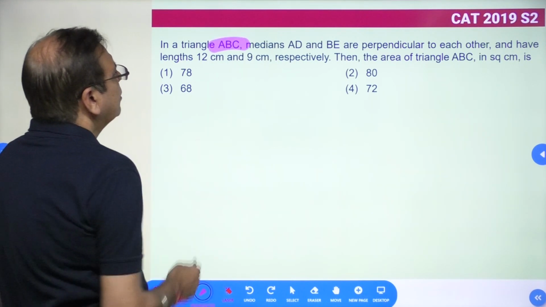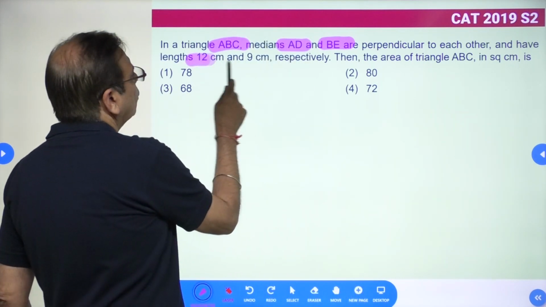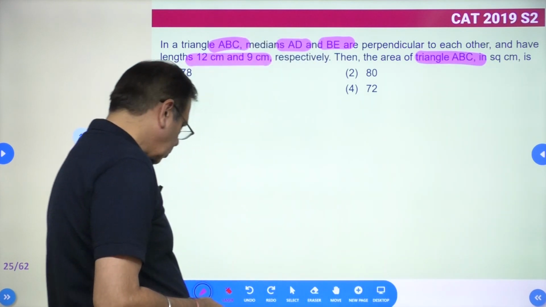In a triangle ABC, medians AD and BE are perpendicular to each other and have lengths of 12 and 9 centimeters respectively. Then the area of triangle ABC is going to be what?